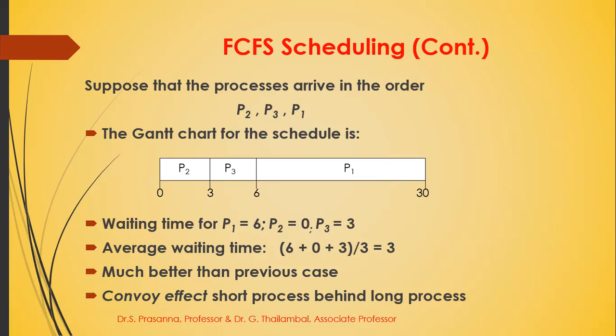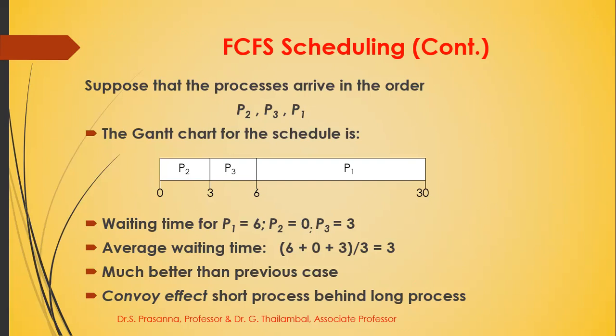30th millisecond. So if you find the average waiting time of these processes, P2 waited 0, P3 waited for 3, and P1 waited for 6 milliseconds. So 6 plus 0 plus 3 divided by 3 is going to be 3. That means if the processes arrive in this order, the average waiting time is only 3 instead of 17. If the processes arrive in the order P1, P2, P3, the average waiting time is much higher.